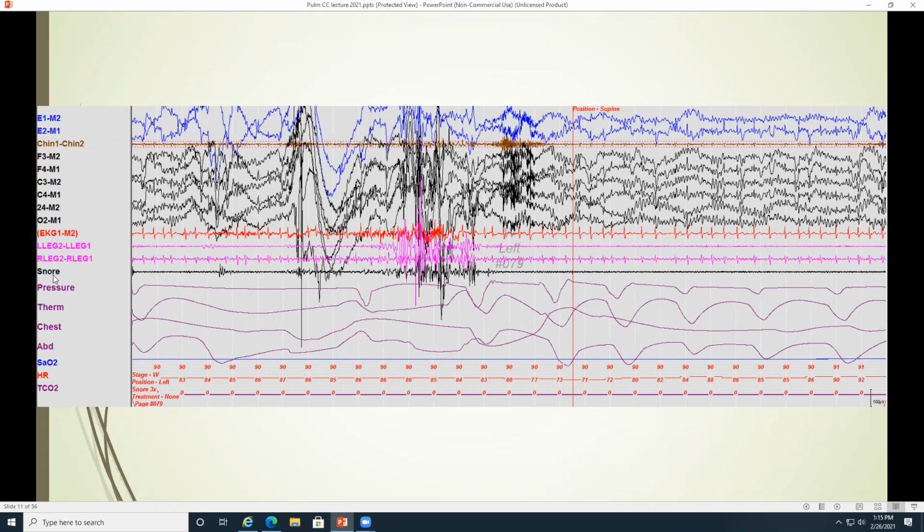This here is the snore channel. Then we have the nasal pressure, and then this is the thermistor. So we have 2 things measuring airflow, and then we have 2 things measuring the effort, the chest and the abdomen. Then you have the pulse ox. And then on this one, there was a TCO2 monitor. So in case they're looking for hyperventilation, they can monitor CO2 values overnight.